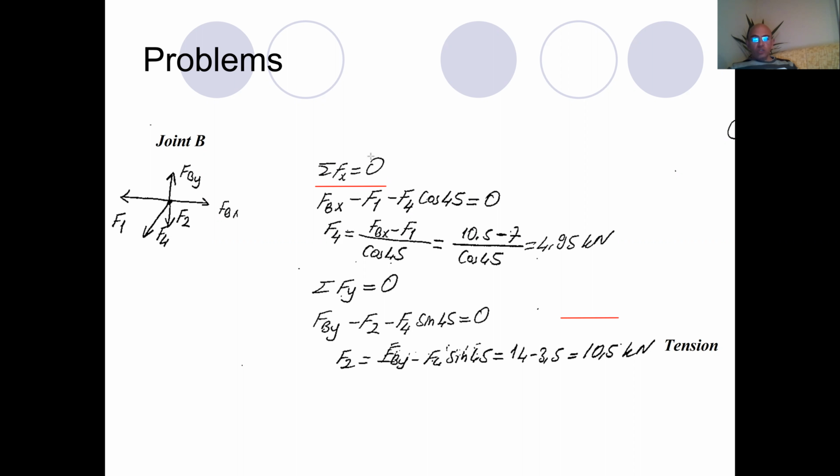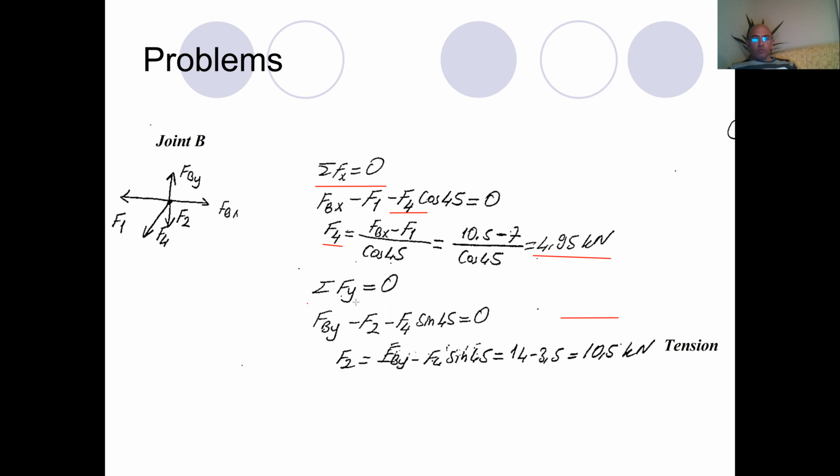When we look at this equation, the only unknown is F4. We already calculated the value of F1 from joint A. So I can find F4 as Fbx minus F1 divided by cosine 45. Then we substitute the values into their places. So Fbx is 10.5, F1 is 7, and cosine 45 is square root 2 divided by 2. From there, we can calculate the value of F4 as 4.95.